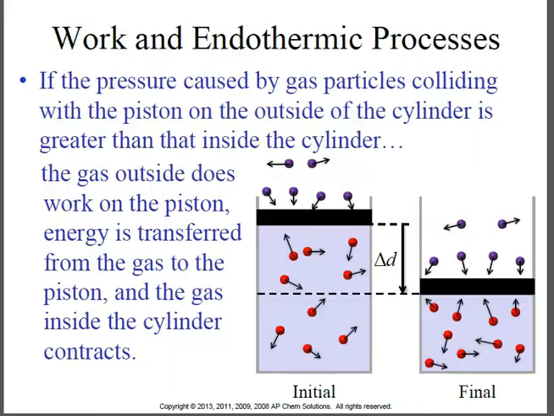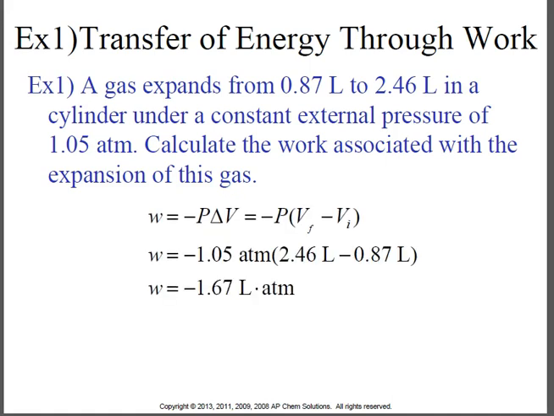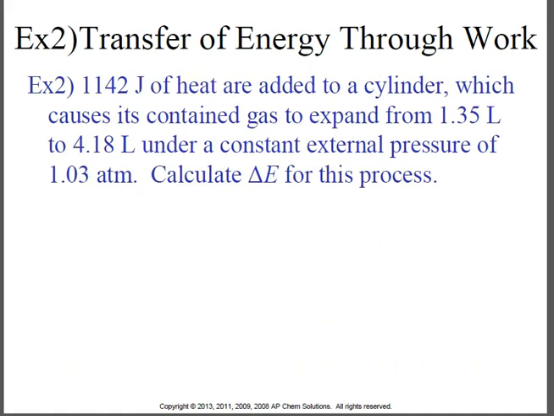All right, example 2. 1,142 joules of heat are added to a cylinder. Heat is Q. Okay, so they just told us what the Q value was. And the heat is added, so it's coming in. So what should the sign be? Positive. And then the gas expands from 1.35 liters to 4.18 under a pressure of 1.03.